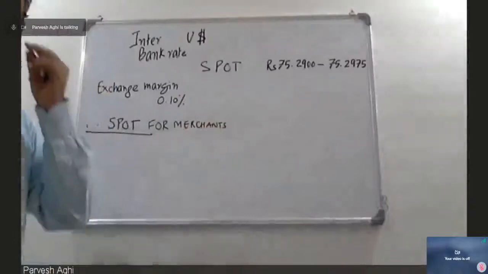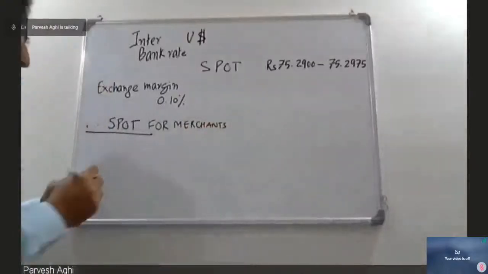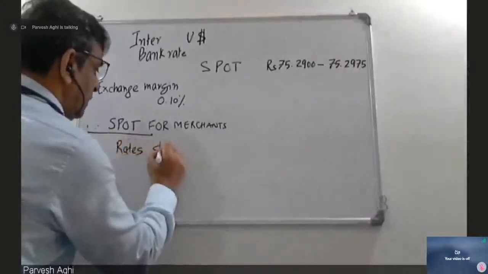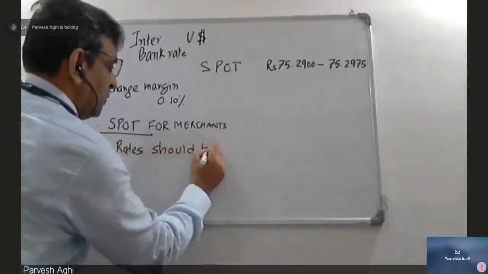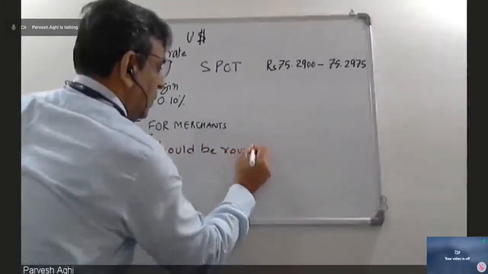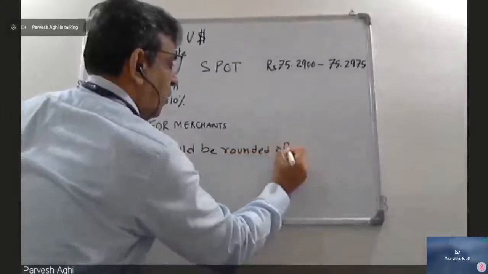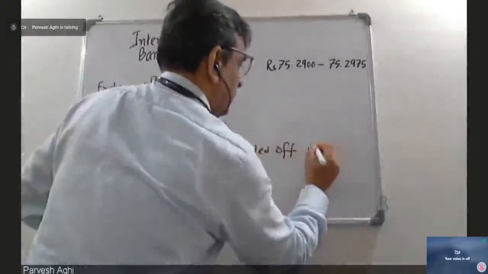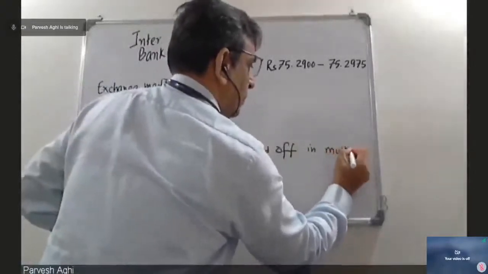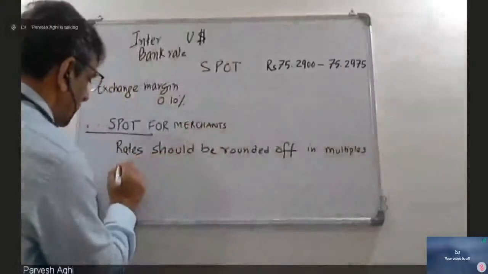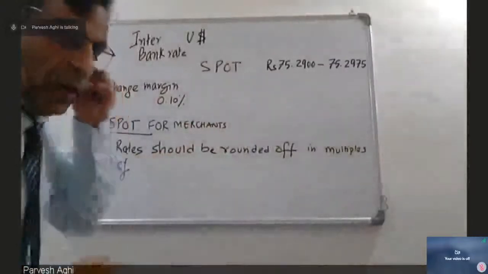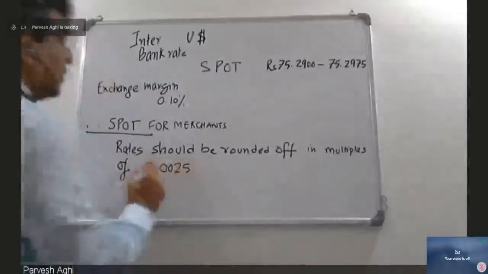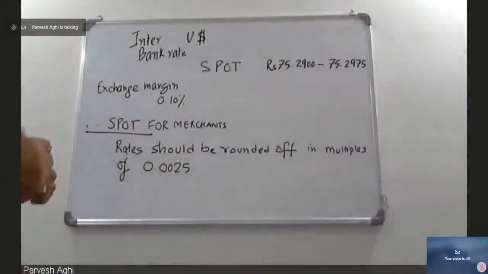So this is the question, and it says that the rates should be rounded off in multiples of 0.0025. So this is the question which we are given today.